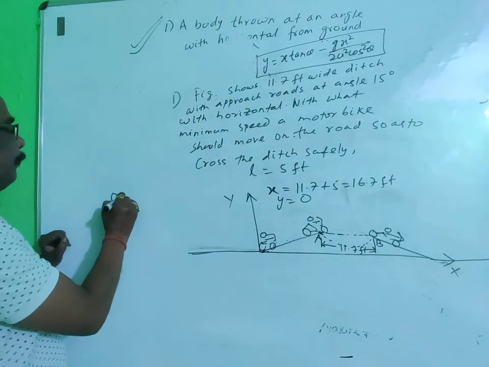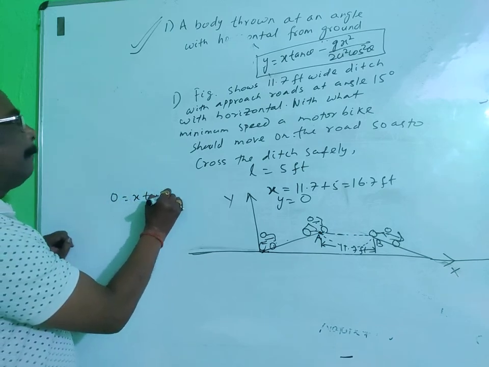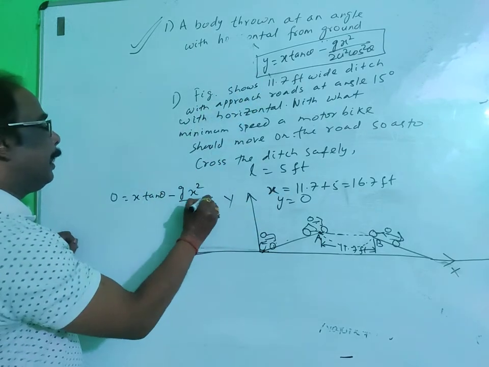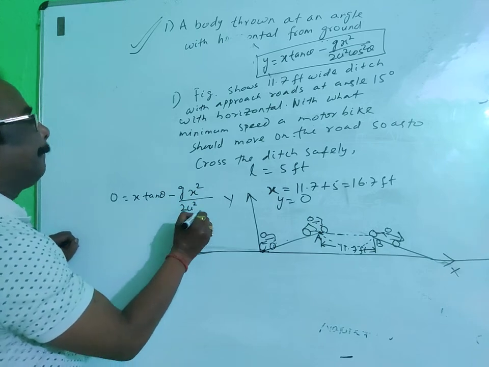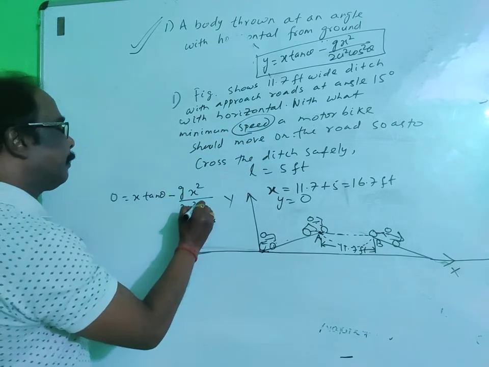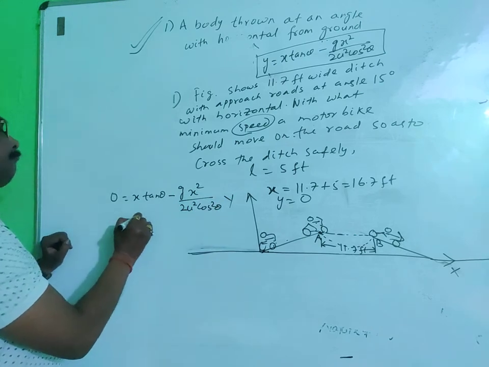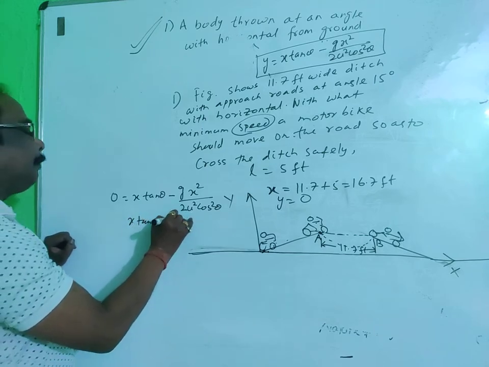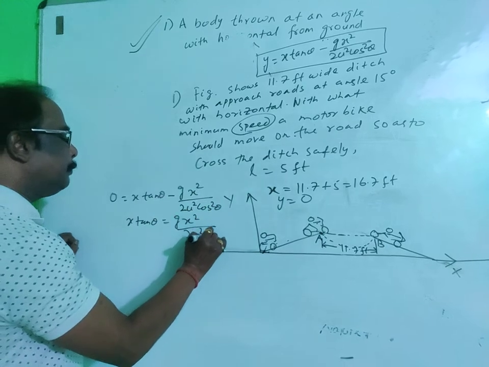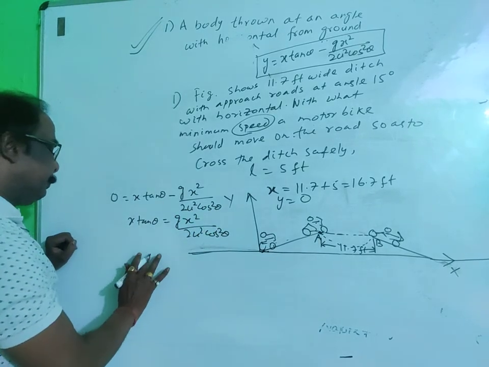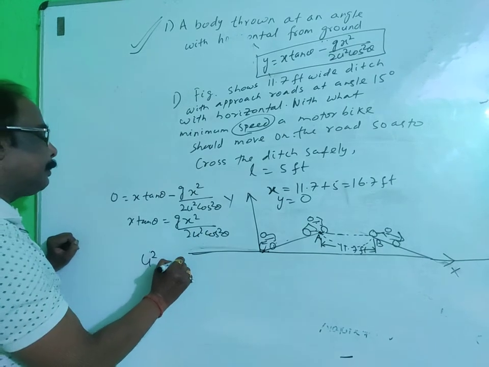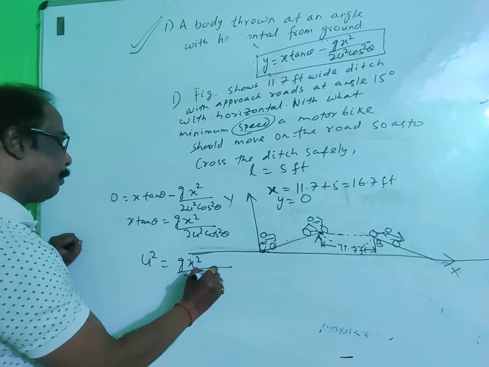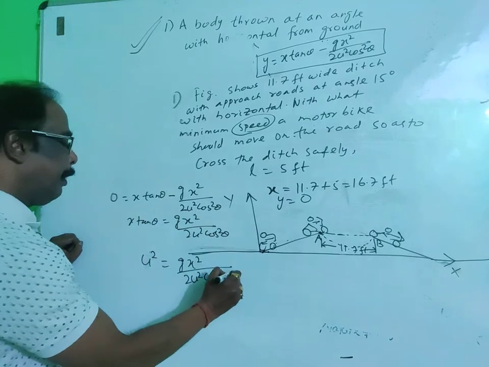y is 0. x tan theta minus g x square, our equation, divided by 2 u square cos square theta, since speed is asked. So x tan theta is equal to g x square divided by 2 u square cos square theta. Then u square is equal to g x square divided by 2 cos square theta into x tan theta.